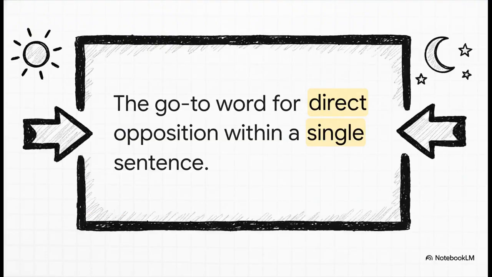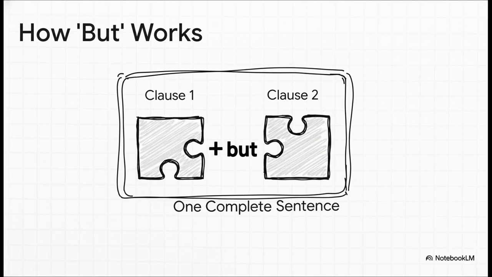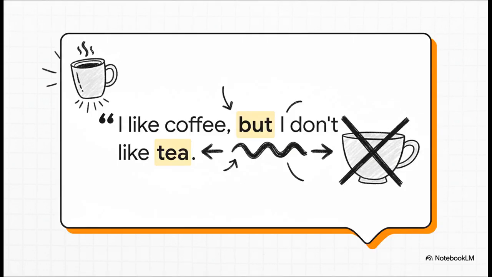But has one simple, straightforward job: to show a direct contrast. It's basically like saying, here's one thing, but here's the opposite of that thing. Its power comes from being so direct and so simple. Now, here's the most important thing to remember about but. It always lives inside a single sentence. It connects two related ideas or clauses to create one complete thought. You've got your first part, then but right in the middle, and then the second part, all wrapped up neatly in one sentence.